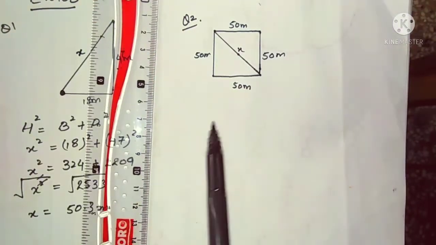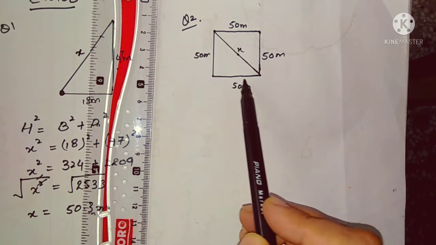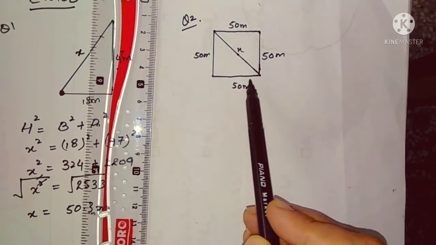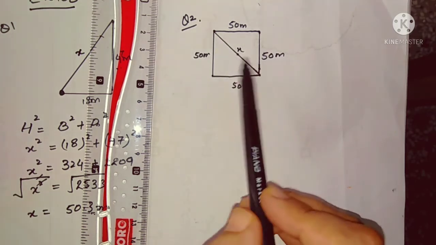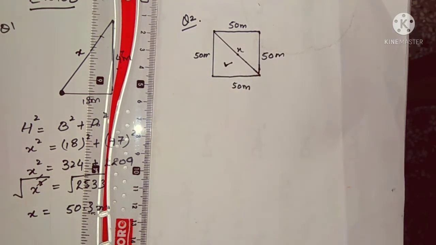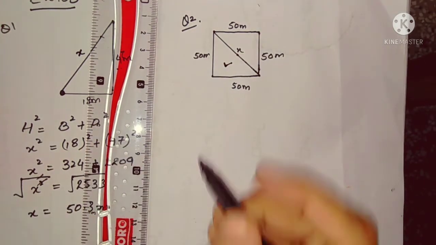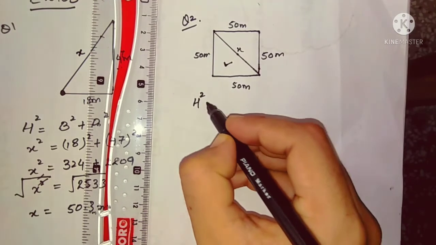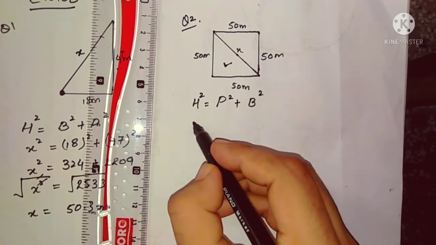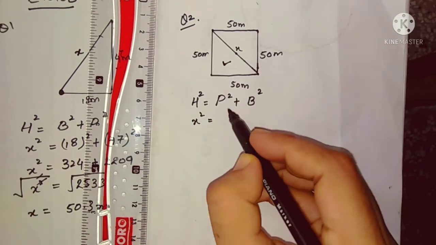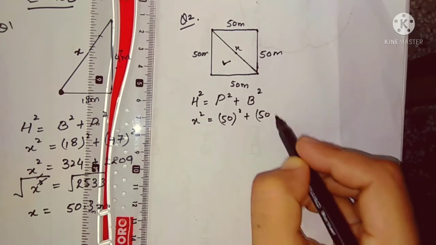Okay, now you can see that there are two right angle triangles, this and this one. So I'm taking this right angle triangle. Can you see? This is the base, which is 50. This is perpendicular, which is 50. And this is the hypotenuse, which is x. So I'm considering this right angle triangle to find out the length of the barricade. So you will use the same formula, which is hypotenuse square is equal to perpendicular square plus base square. So hypotenuse is x, so you will take the square of x. Perpendicular is 50 and base is also 50.